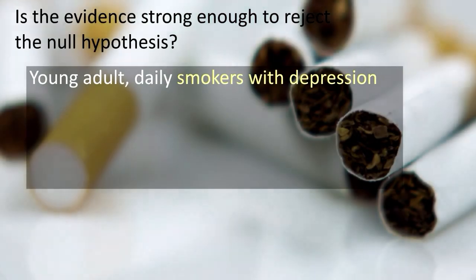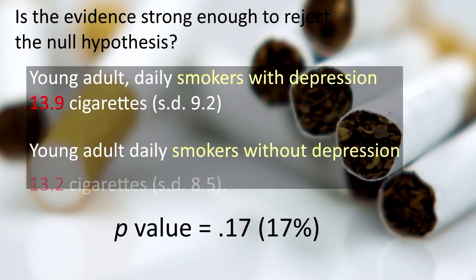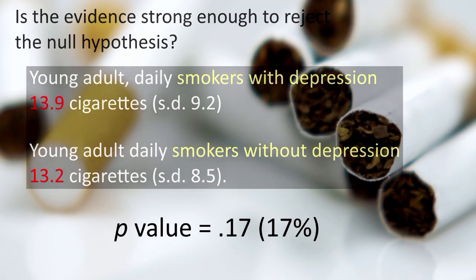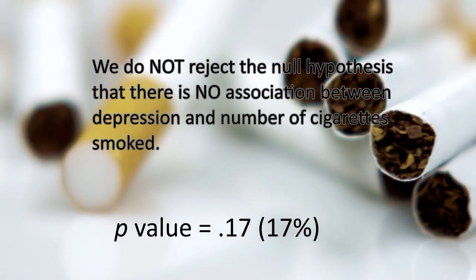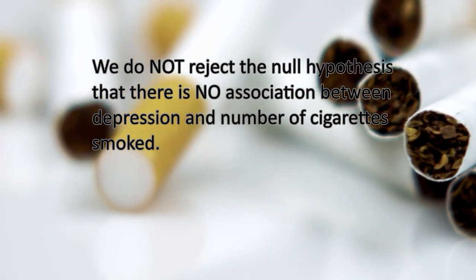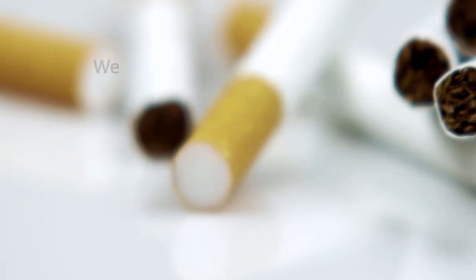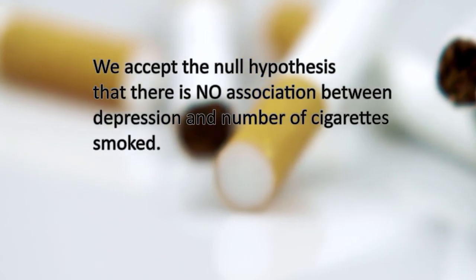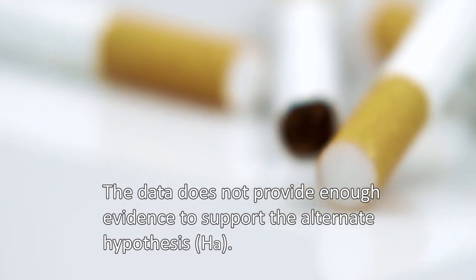Looking at the p-value in our example, we see that there is not adequate evidence to reject the null hypothesis because the p-value was 0.17, which is definitely greater than 0.05. In other words, we do not reject the null hypothesis that there is no association between depression and number of cigarettes smoked among daily young adult smokers. We accept the null hypothesis. There is no association between smoking and depression, because the data does not provide enough evidence to accept the alternate hypothesis that there is an association between smoking and depression.